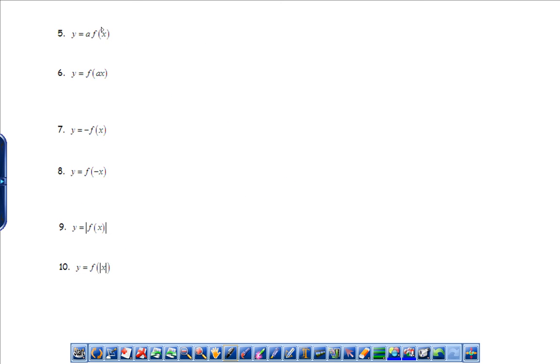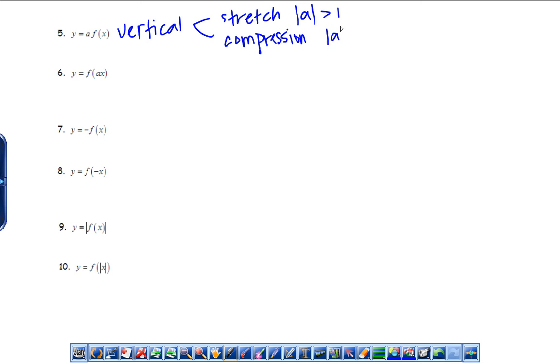We've got a times our function, and we've got a times x. So the first one is going to be our vertical, and you can have a compression or a stretch. And here's the difference. When you have a stretch, your a value is going to be greater than 1. And I like to go ahead and take the absolute value of a. So the absolute value of a is greater than 1, and you compress, or some people say shrink, same thing, when you go ahead and take the absolute value of a, and that's going to be less than 1.